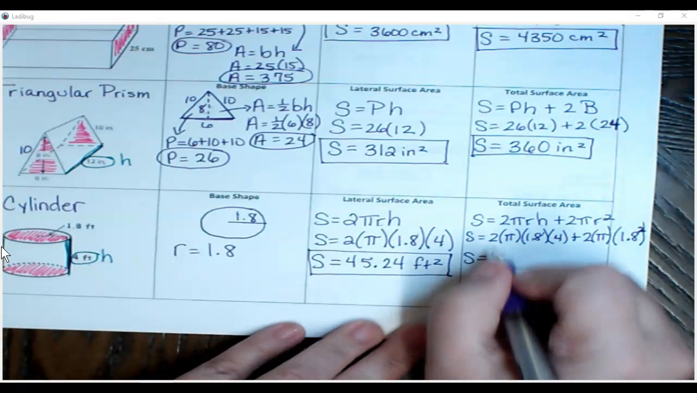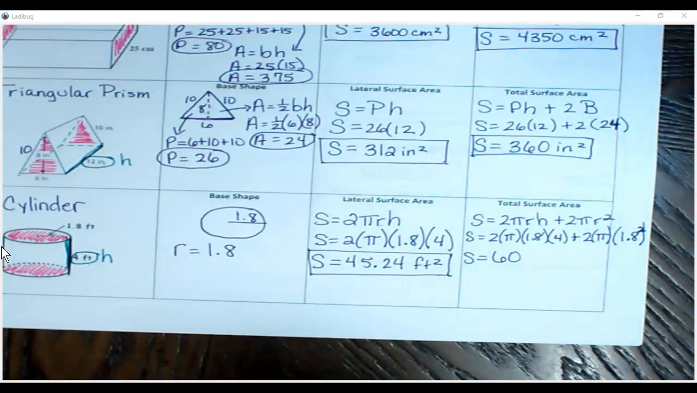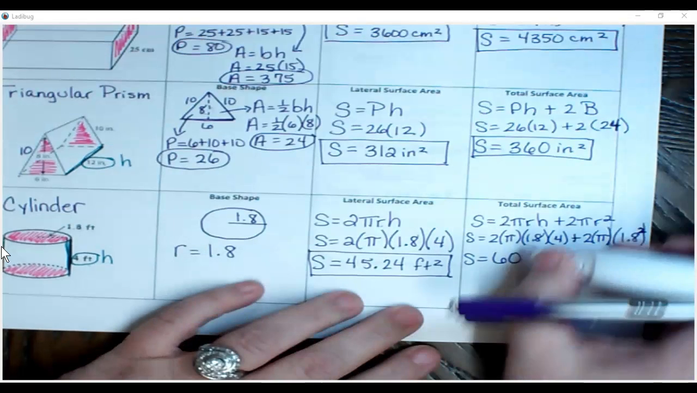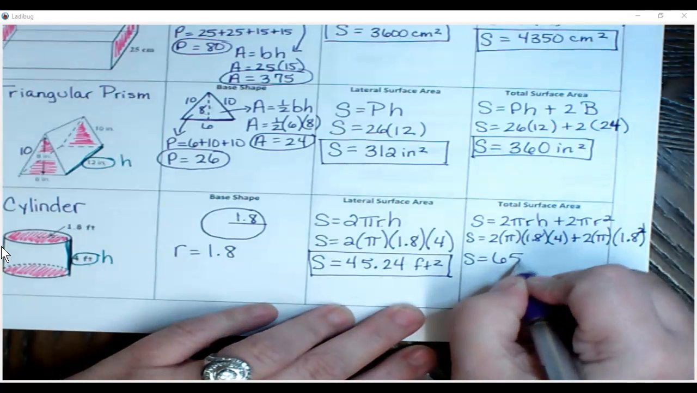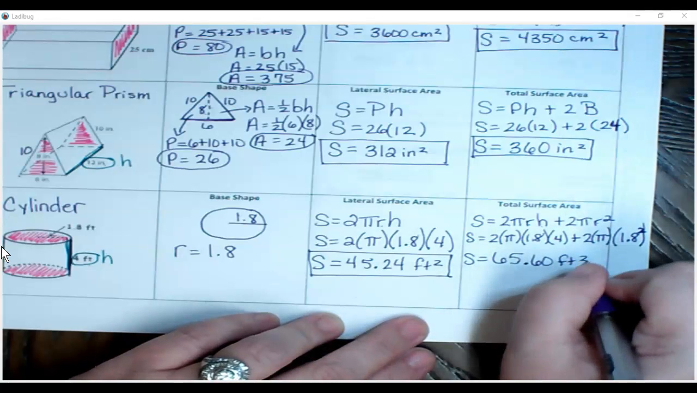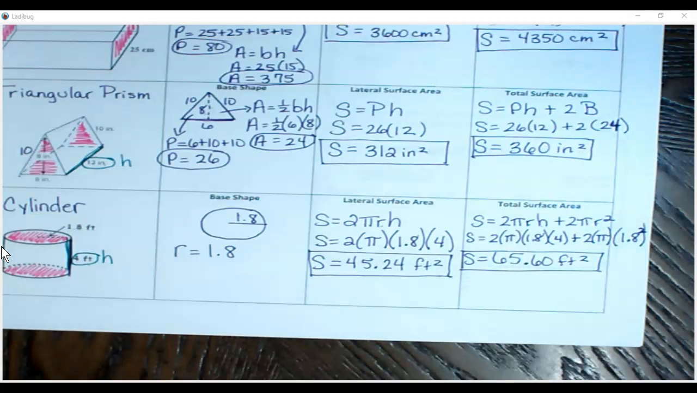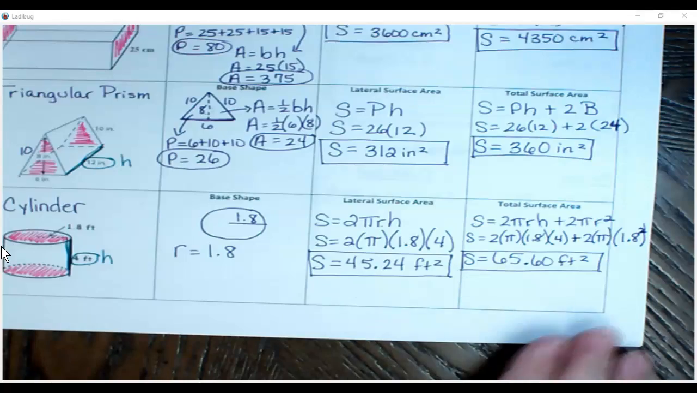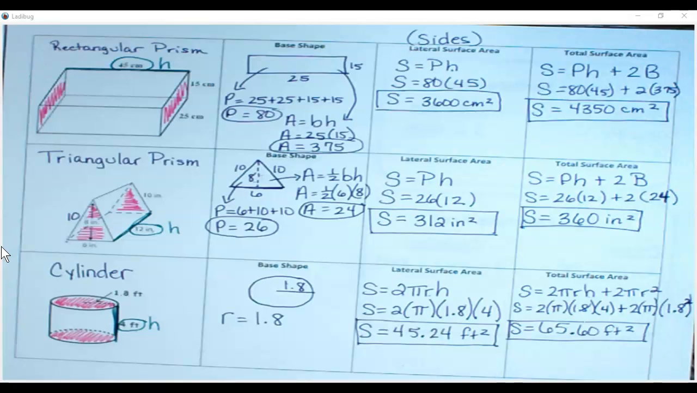All right, welcome back. Surface area is 60, oops, not 60. Should be 65.60 feet squared. So now in our notes we have an example of how to find lateral and total surface area for both rectangular prisms, triangular prisms, and cylinders.